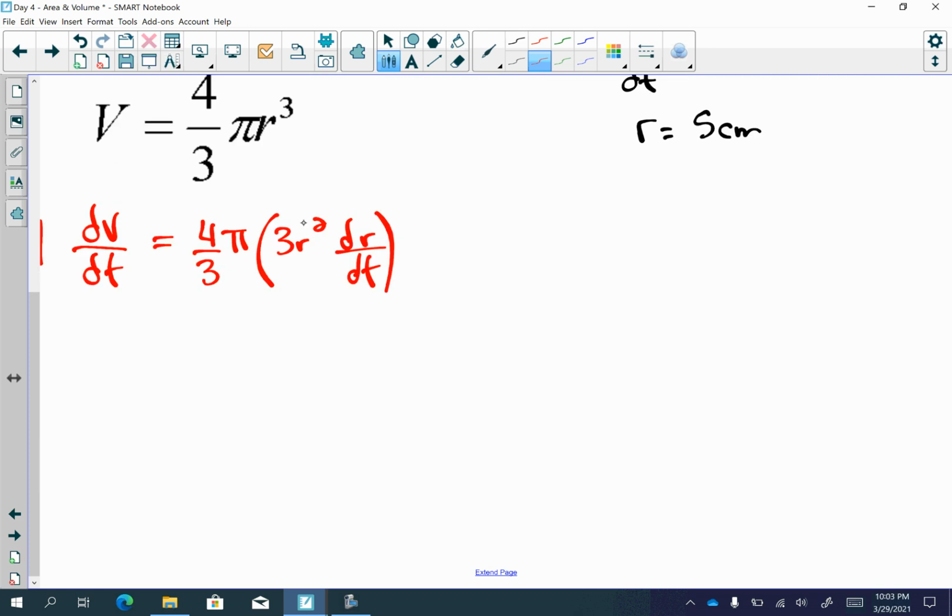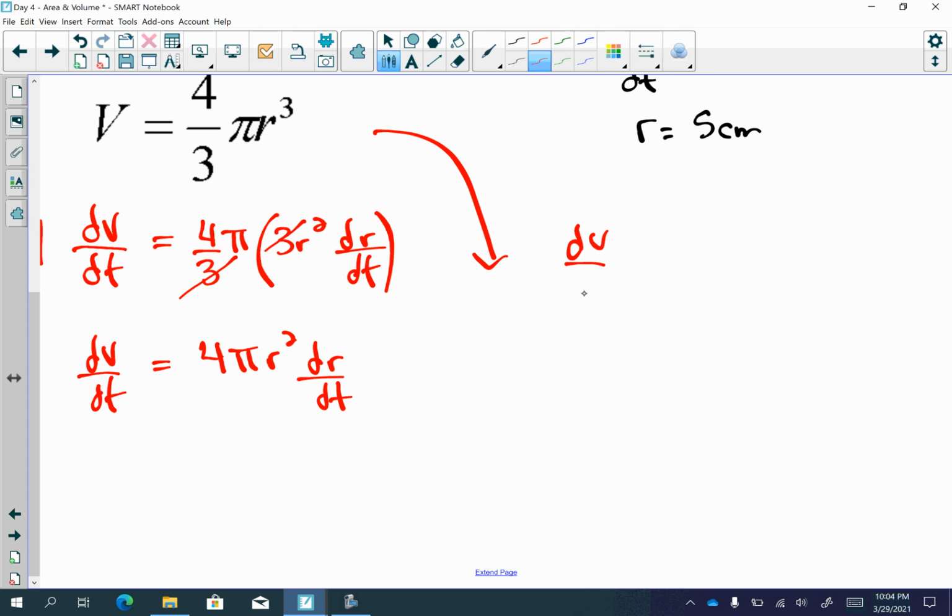And I would clean this up. dV over dt is going to equal 4 pi r squared times dr over dt. Instead of writing it like this, you could do the dV over dt, and 3 times 4/3 will give you 4 pi r squared times dr over dt.